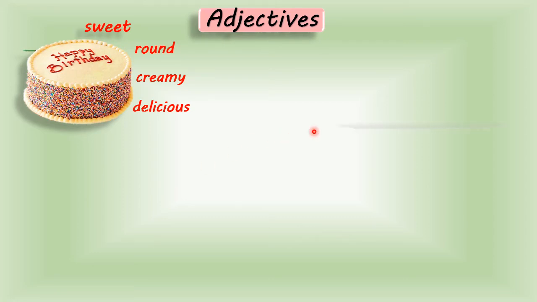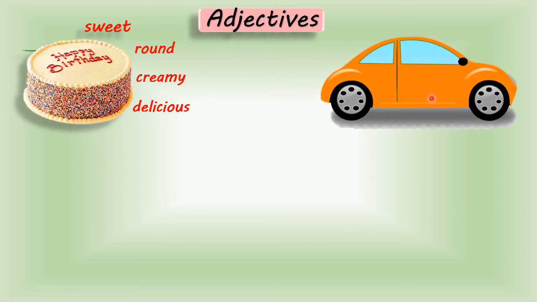Now let's take one more example, children. What is this? This is a car. What kind of car is this? Electric car. Yes, this is an electric car. An electric car is good for reducing pollution. Yes, children? Now see what is the next word?